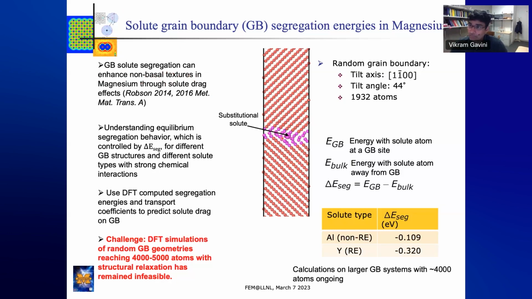One of the key aspects of understanding the way grain boundaries migrate is based on the energetics of the grain boundary solute interactions. Computing this segregation energy at the grain boundaries again requires very large scale system sizes involving many thousands of atoms. And this is something that is now possible as well.